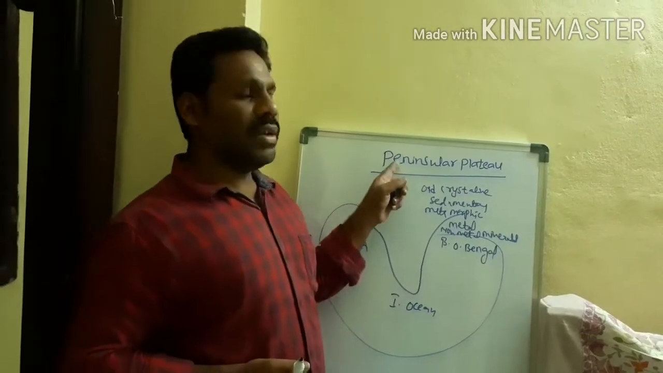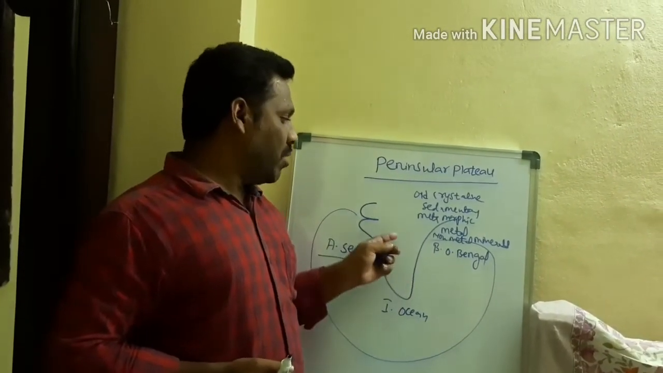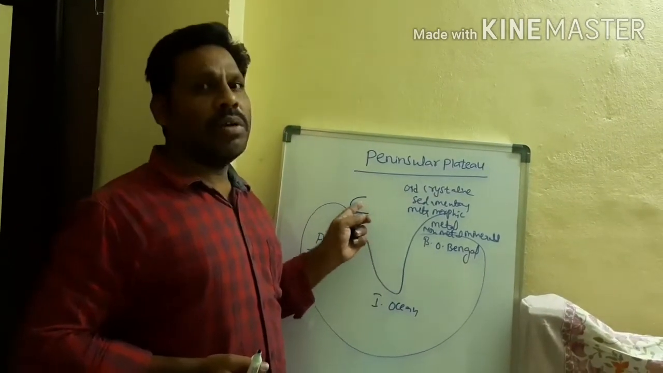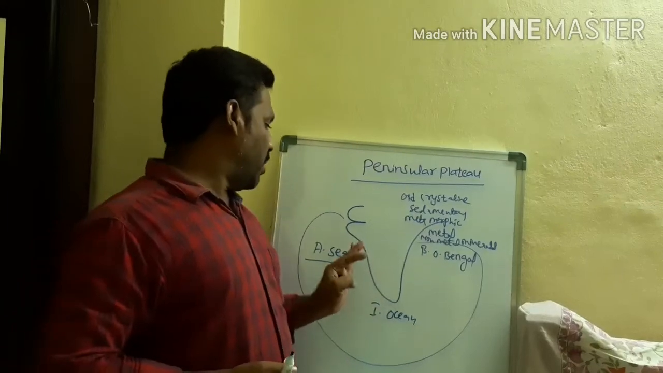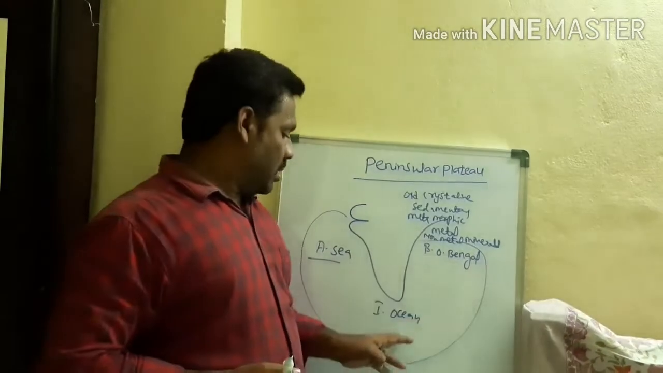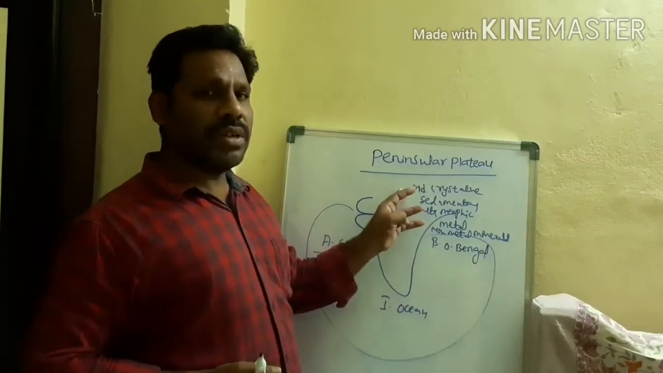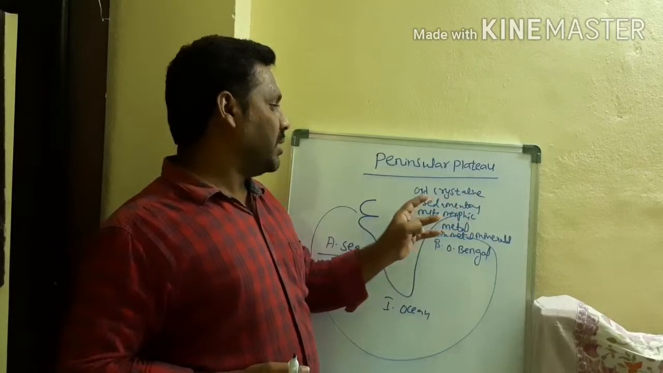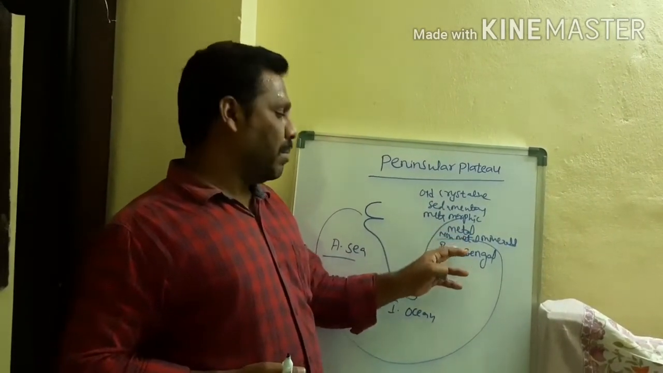It is also called the Indian peninsular plateau. What do you mean by peninsula? A piece of land surrounded by water on three sides is called a peninsula. For example, the western part is covered by the Arabian Sea, the eastern part by the Bay of Bengal, and the southern part by the Indian Ocean. How is it composed? With old crystalline stones, sedimentary rocks and metamorphic rocks, which have metal and non-metal minerals.